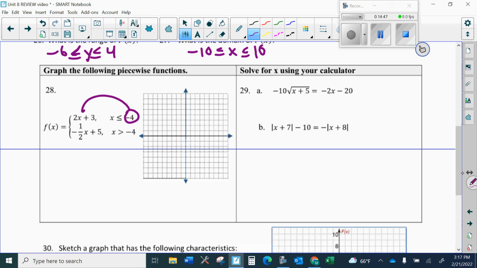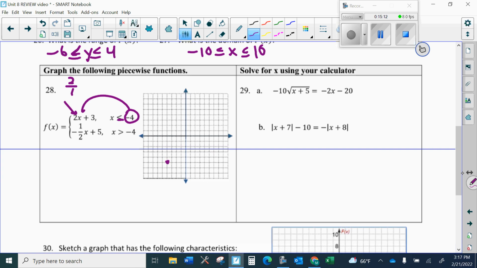That gives me -8 plus 3 is -5. So at -4, I get -5. Okay, and that's going to be a closed circle because we see the equal sign there. And it has a slope of 2. So now I just use that slope, 2 over 1.